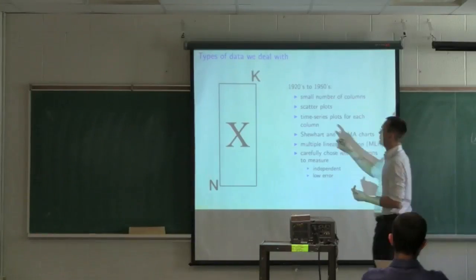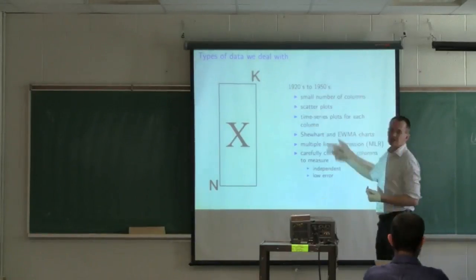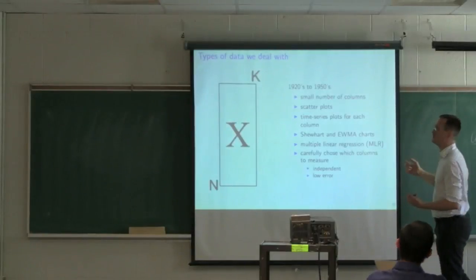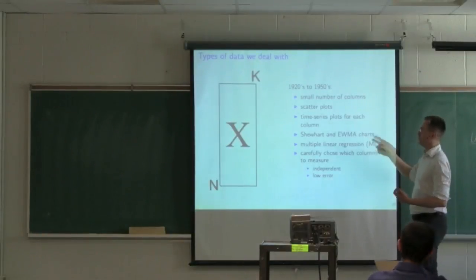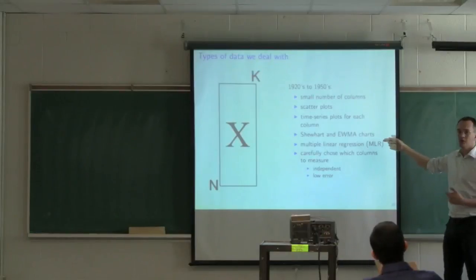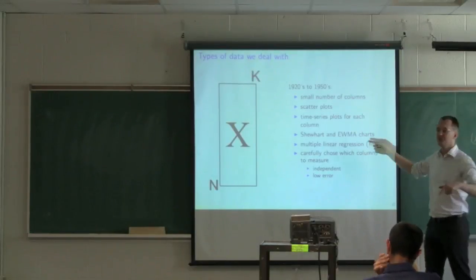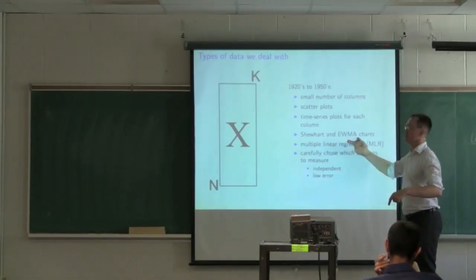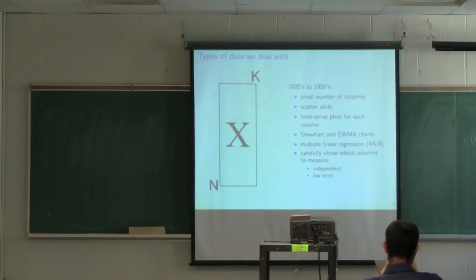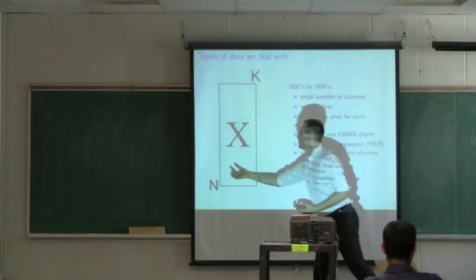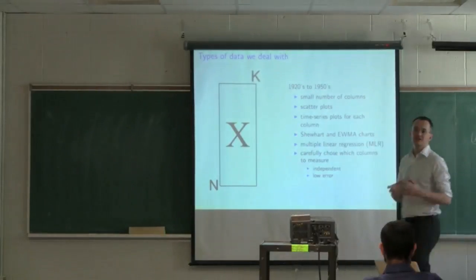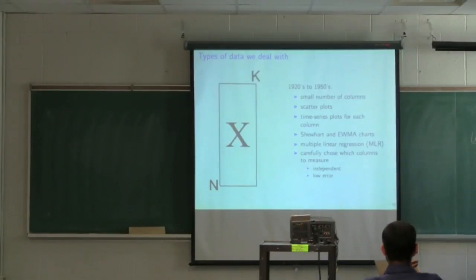As a result, that small number of columns means you can easily use tools like scatter plots and time series plots for each column. You can build control charts. We'll recap control charts later on in this course, but those of you that have taken 4C3 know exactly what a Shewhart or EWMA chart is. You can build those control charts on every single one of these columns because every column contains unique information that contributes to your knowledge of the process.